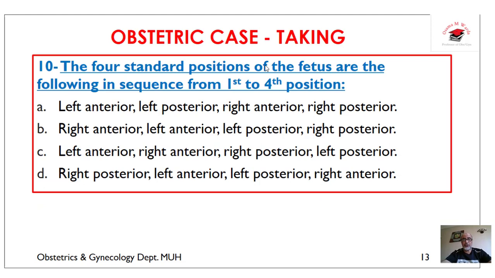The four standard positions of the fetus are the following in sequence from the first to the fourth. The first position, the back is left and anterior. The second position, the back is right and anterior. The third position, the back is right and posterior. The fourth and last, the back is left and posterior. So left anterior, right anterior, right posterior, left posterior is the correct answer, and so the answer is C.